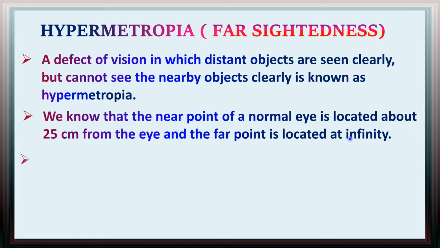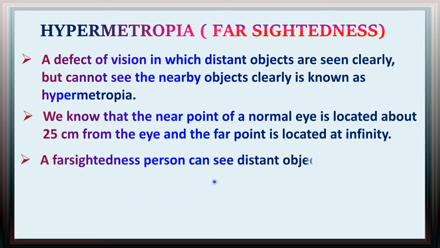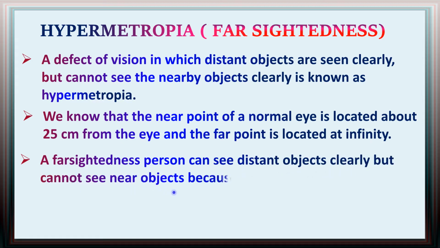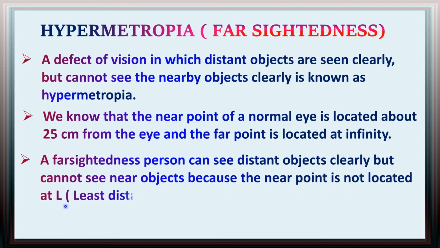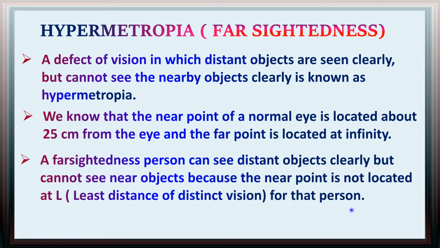Okay, so here, a farsighted person can see distant objects clearly but cannot see nearby objects because the near point is not located at L, that is the least distance of distinct vision for that person. So the near point might have been shifted to several hundred centimeters, maybe around 150 centimeters, 100 centimeters, like that.